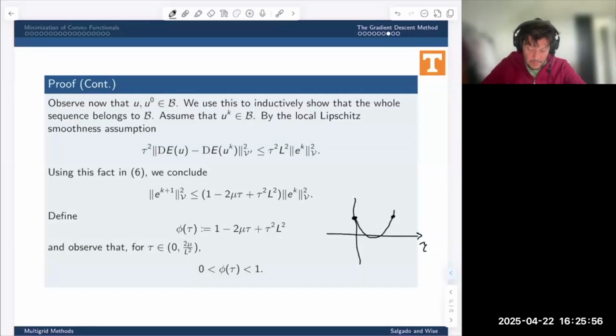I think that's what it's going to look like. What happens whenever we put in tau equal to this value here? So we already know that this is a positive parabola. It's opening upward, in other words. And so I believe that if we stick in 2 mu over L squared, you should find that you get exactly 1 again.